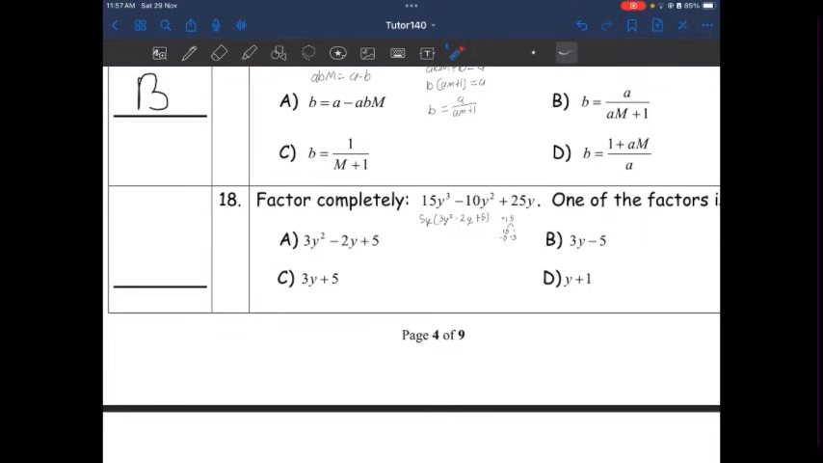So any one of these is a trap. The answer would be A.